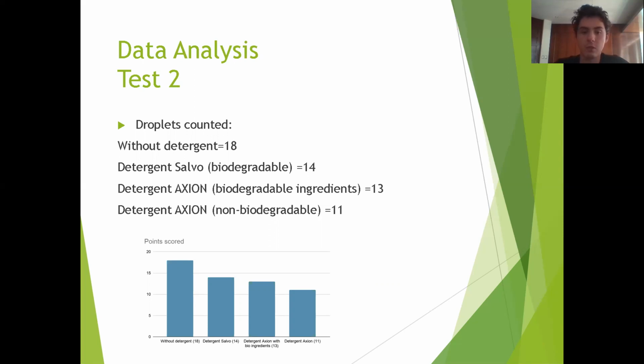for the water surface tension to break. As we can see, the one that took the least amount of water droplets was the non-biodegradable, which shows that the biodegradable ones are not as effective.